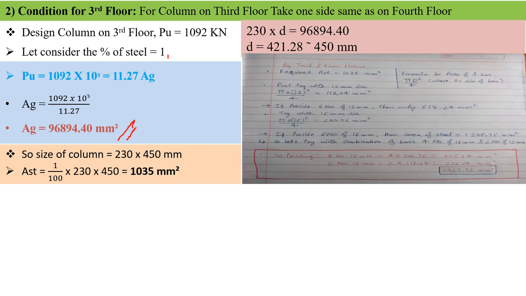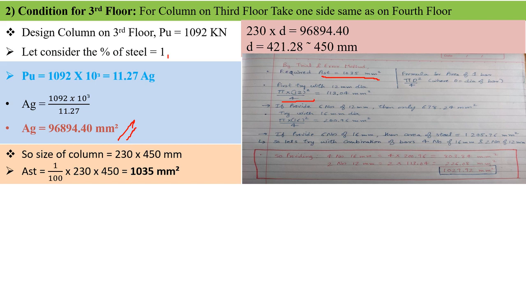So let's see which dia we need to provide by a trial and error method. I have written here the required Ast is 1035 mm square. One thing we need to remember, very important: whenever we are going to calculate the area of one dia of the bar, we can use the formula of pi d square upon 4. You are able to see that, pi d square upon 4.